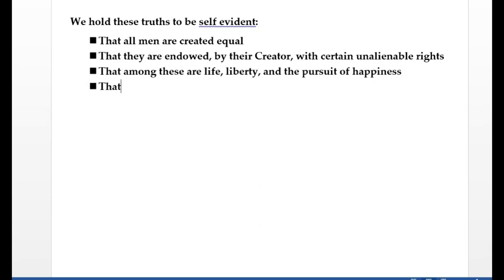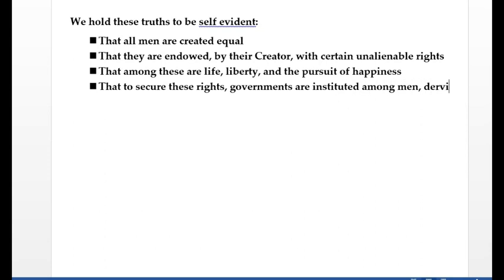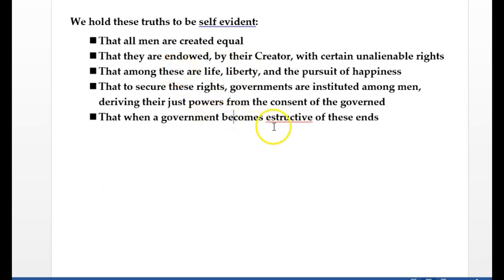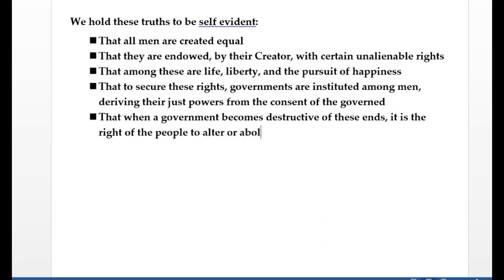Now here it comes. That to secure these rights, governments are instituted among men, deriving their just powers from the consent of the governed. That when a government becomes destructive of these ends, it is the right of the people to alter or abolish it.